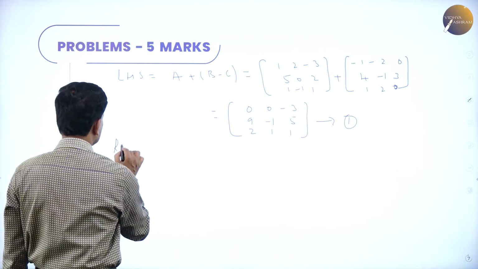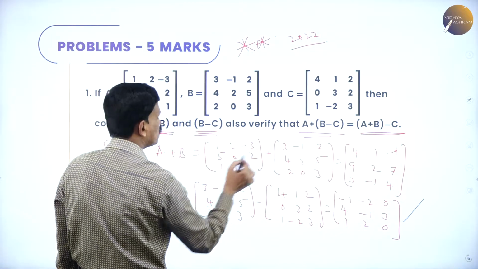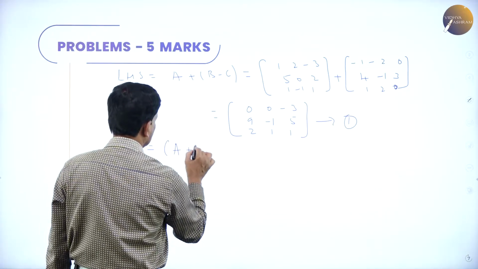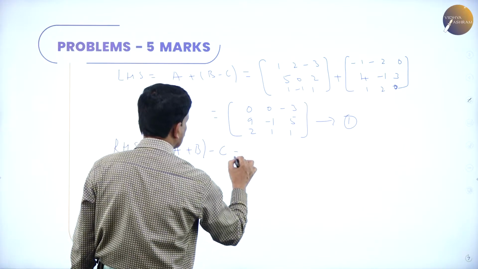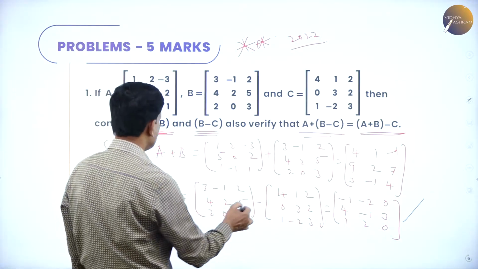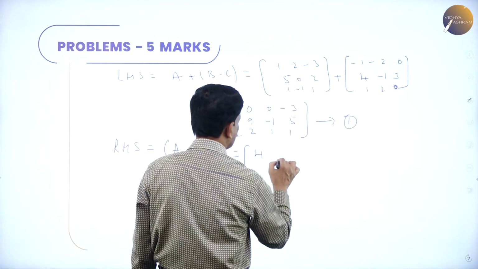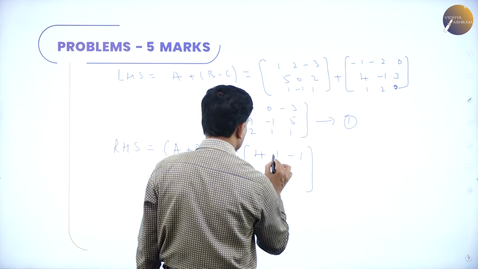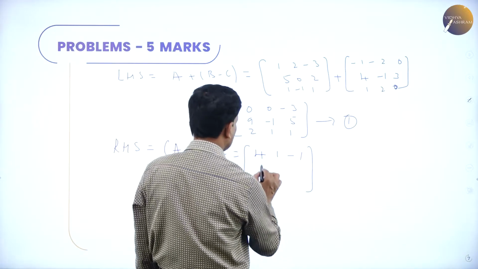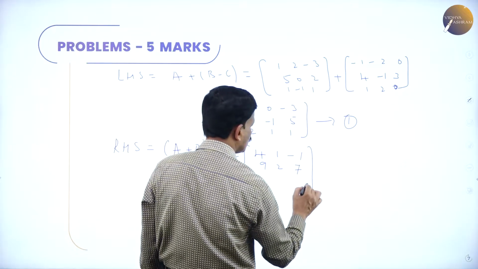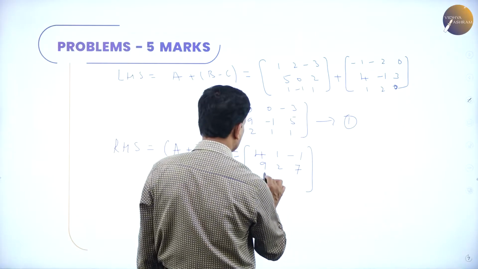What is RHS? A plus B minus C. Now, what is A plus B? This is A plus B. That is 4, 1, minus 1. Next, 9, 2, 7. Next, 3, minus 1, 4.